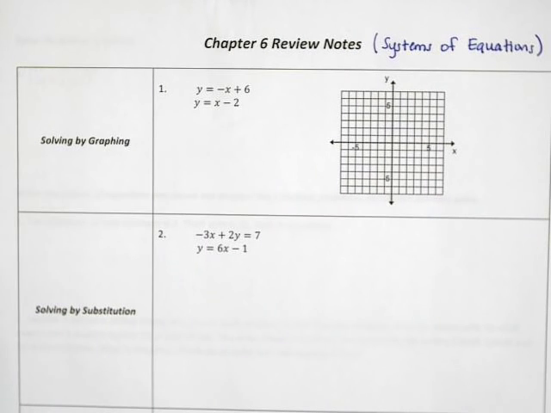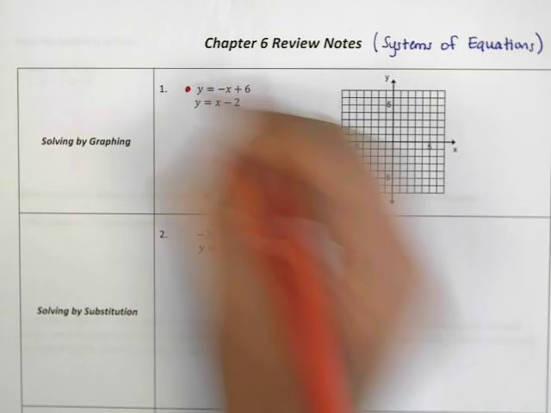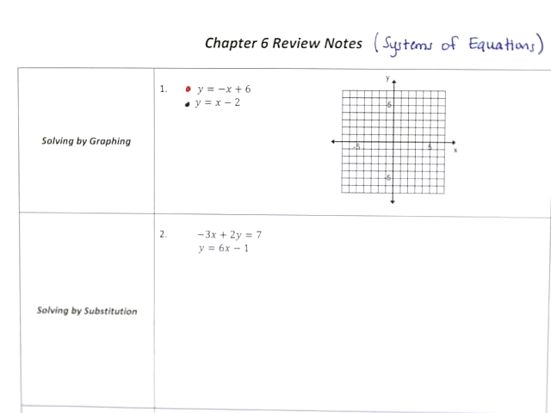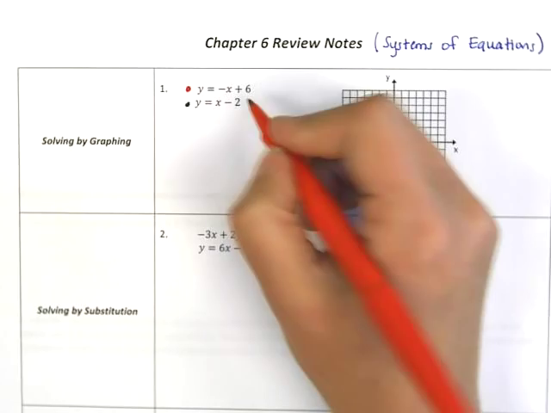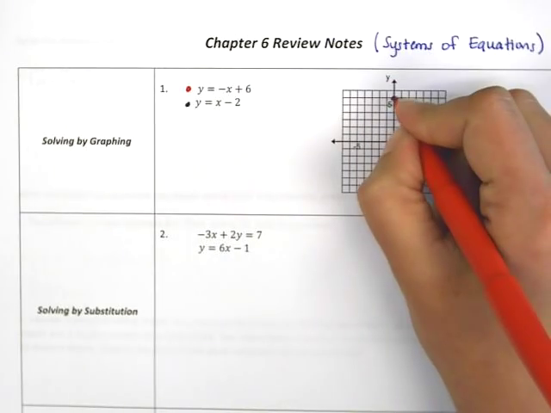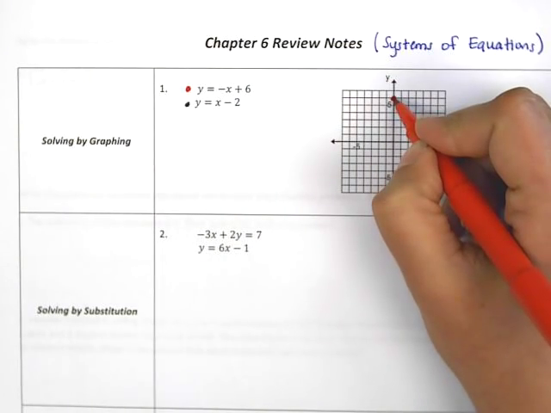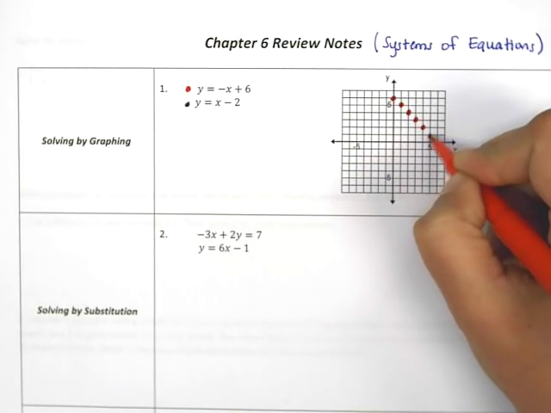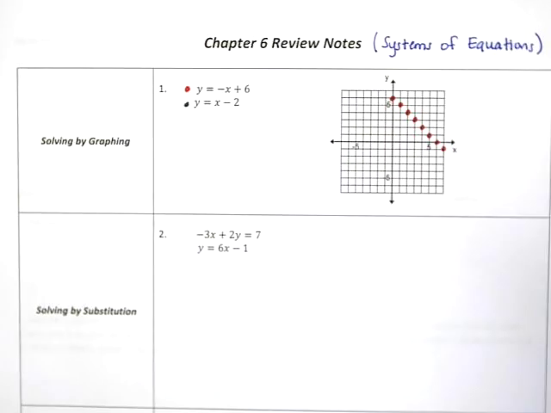The first way we learned we could solve is by graphing. What I would do here is graph each of these lines and look for where they intersect. I'm going to graph the first line in red, and the second line in green. For the first line, I would begin at the positive 6, and because the slope is negative 1, go down 1 over 1, down 1 over 1, down 1 over 1, and I would draw my line.